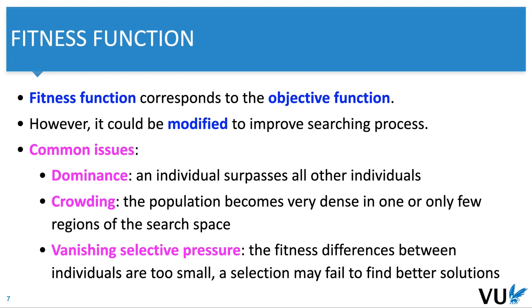Another potential issue is the vanishing selective pressure. What does it mean? It means that when we have fitness values, and differences between fitness values are really small, then selecting any point is like uniform. So then the selection may be very bad. It could behave almost like the uniform random sampling that we discussed two lectures before. So it means that instead of following good directions in the search space, we are almost sampling at random.